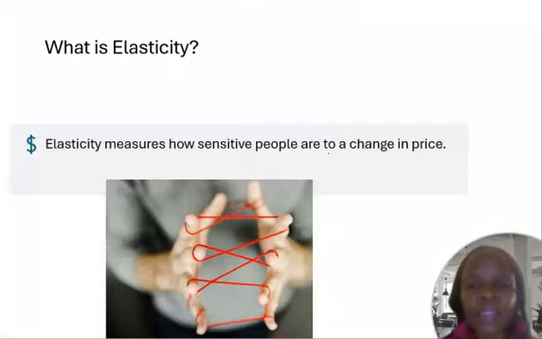So what is elasticity? It measures how sensitive people are to a change in price. If the price of a good increases, do people stop buying it or do they continue buying it anyway? That is the question that elasticity addresses.